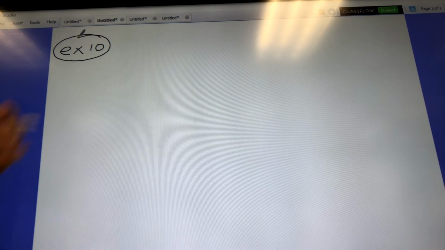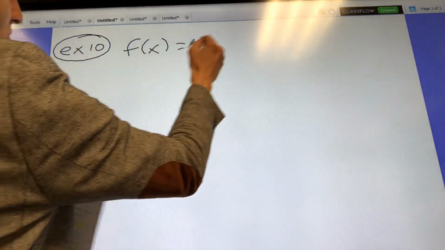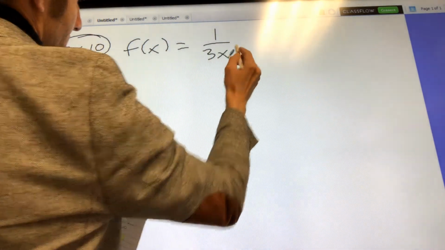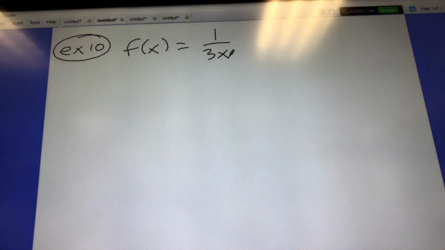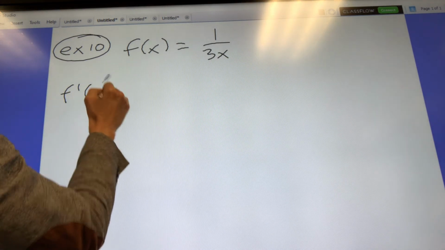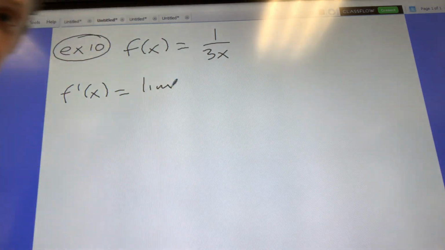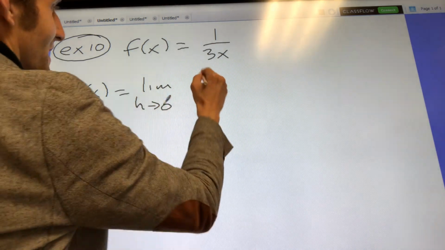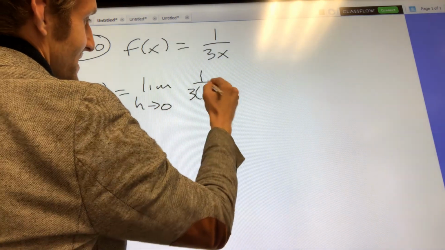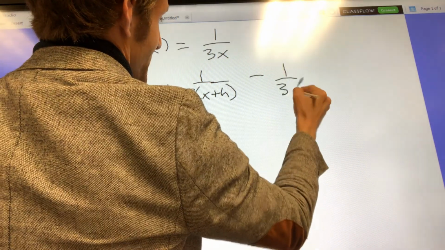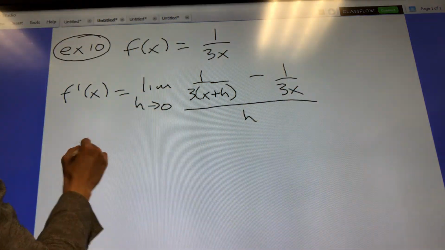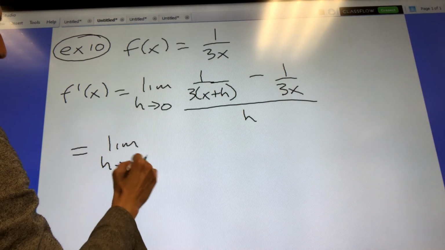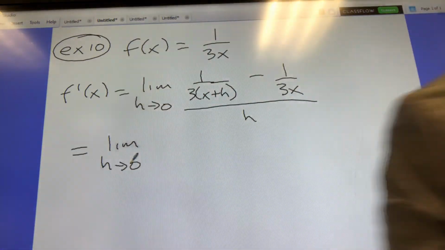Last one. f of x is equal to 1 over 3x. Seems innocent enough. So f prime of x is equal to the limit. Holy cow, I don't think I've made one this long before. The limit as h goes to 0 of 1 over 3 times x plus h minus 1 over 3x, divided by h, which equals the limit as h goes to 0 of, let's leave it like that, honestly.